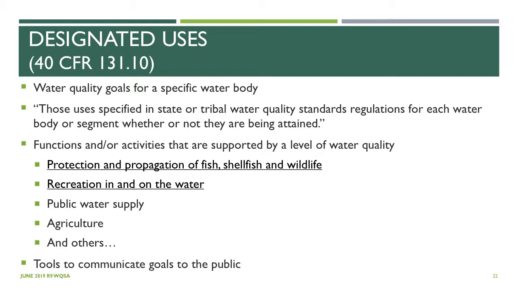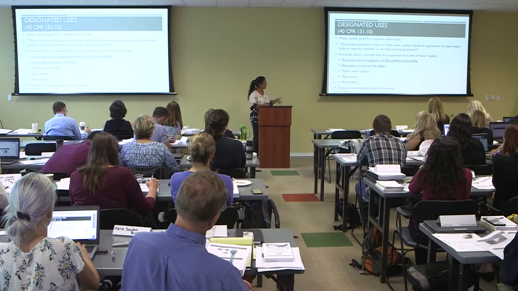Protection and propagation of fish, shellfish, wildlife, recreation in and on the water, public water supply, agriculture, drinking water, industrial supply, all sorts of things. But the ones that are underlined are the part of the interim goal: protection and propagation of fish, shellfish, wildlife, recreation in and on the water. Those are ones where the Clean Water Act said wherever attainable, those need to be protected. So the way the program is set up is that those uses need to be designated to protect those purposes unless shown that that's not attainable. And again, we'll talk about that a little bit more.